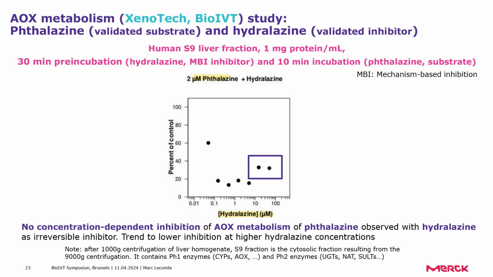So you see that there was no IC50 determined. There were scattered results, and even a tendency to lower inhibition at higher inhibitor concentrations. So please remember that we used S9. In S9 you have AOX, but you also have CYPs there, which are of course less concentrated than in microsomes, but there are CYPs there.